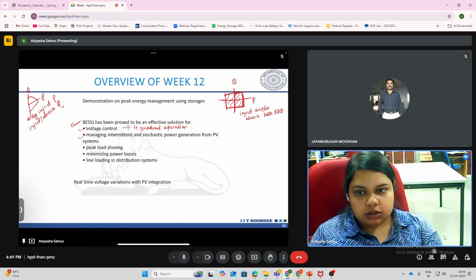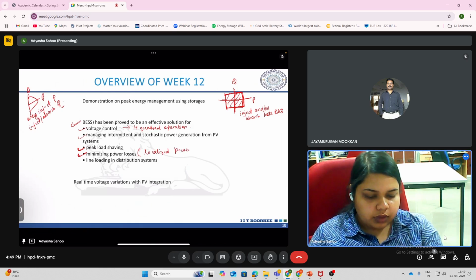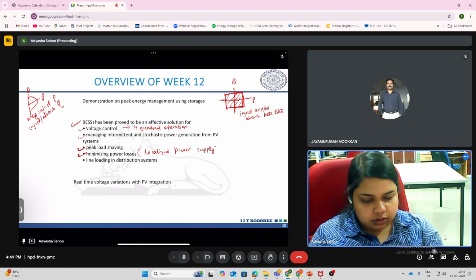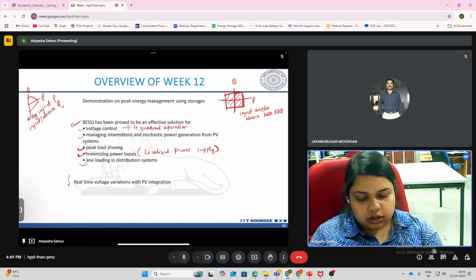Then it can help in managing the stochastic power generation from the PV that we saw in the previous one also. It can help in the peak load shaving that we discussed in the previous one. Then it can also help in minimizing the power losses, because it is giving you the option of localized power supply. That means near to the load only you have the generating source. That's why the power does not travel over long distances in the feeders, and hence the losses can be avoided. Then it can also help in the line loading in the distribution system. And lastly, it can help in the real-time voltage variations with the PV generation.